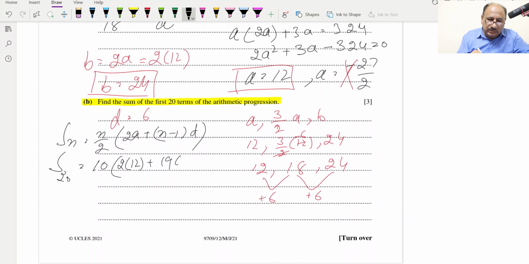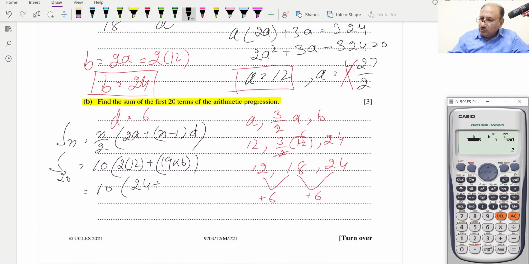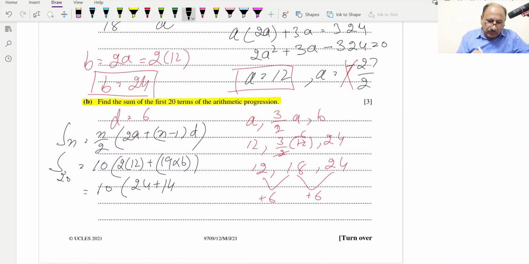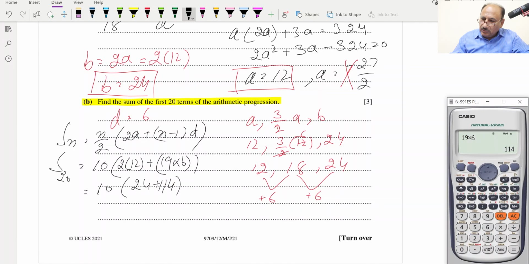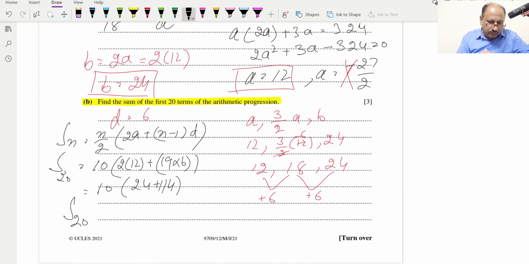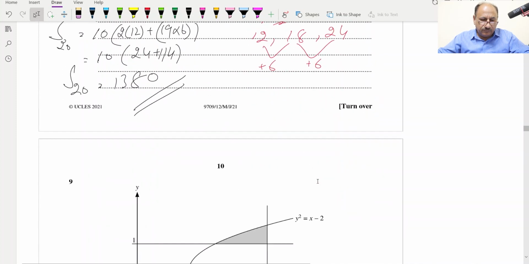So 19 multiplied by 6, and the bracket will be closed, and this will be 10 into 24 plus 19 into 6. So 19 multiplied by 6 will be equal to 114, and we can add 114 plus 24, and multiply by 10, which will be equal to 1380. So S20 will be equal to 1380. This is the final answer for this part.